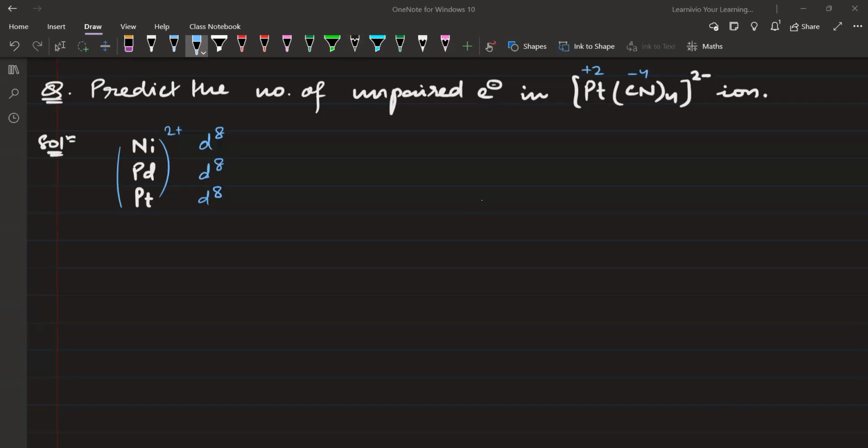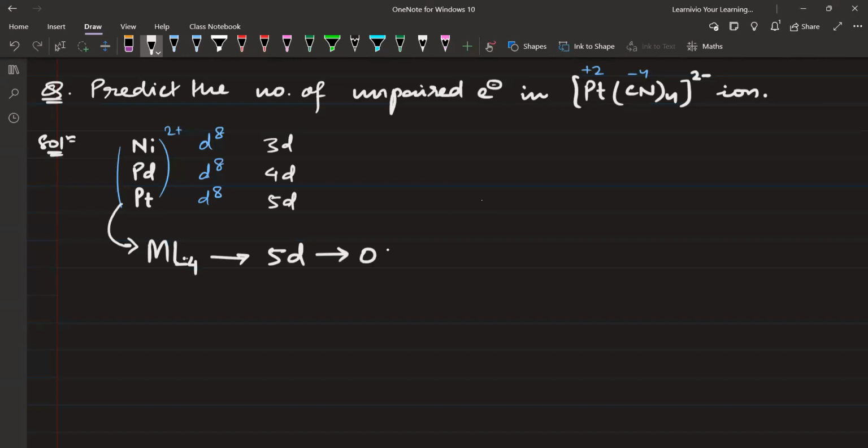Okay, predict the number of unpaired electrons in platinum [Pt(CN)4]2-. So all of these are going to be d8 configuration. Now d8 से हम लोग ले के चलेंगे. By the way, also one more thing. This is 3d series, this is 4d series and this is 5d series. Platinum, and there are four ligands, so we are in the ML4 type. In this, we have 5d series and the oxidation state is equal to plus 2.